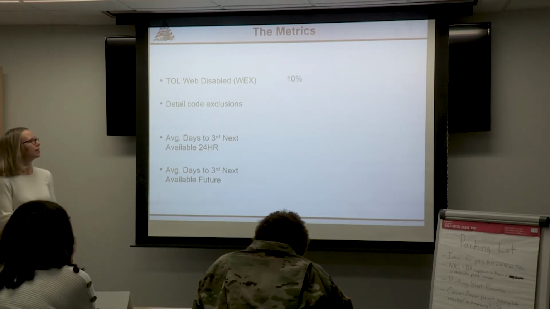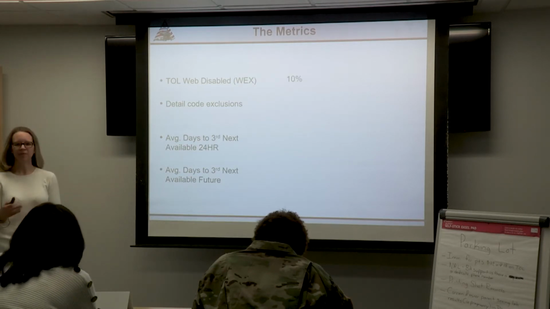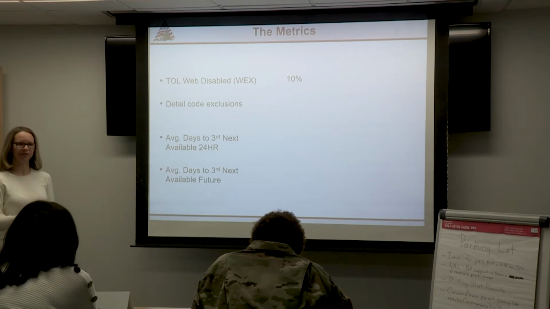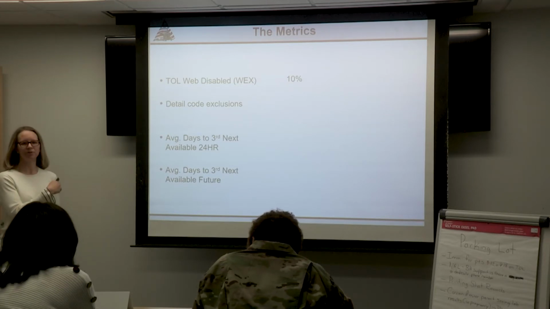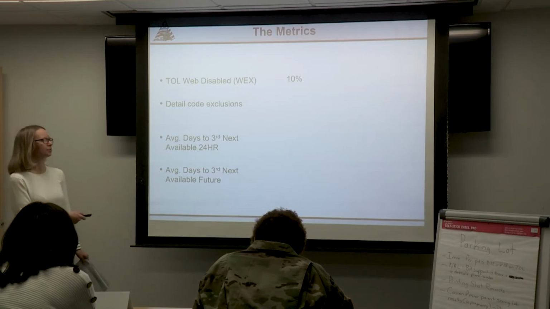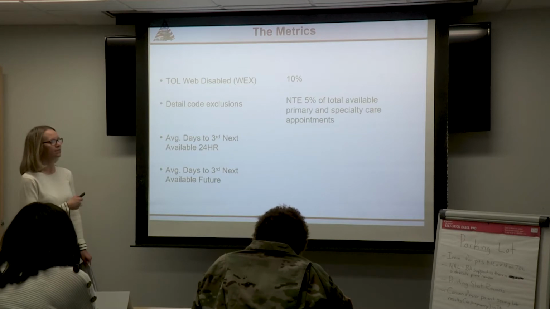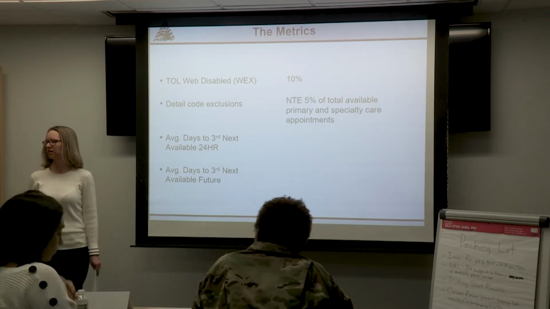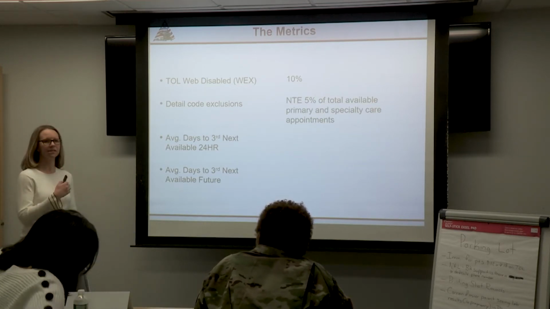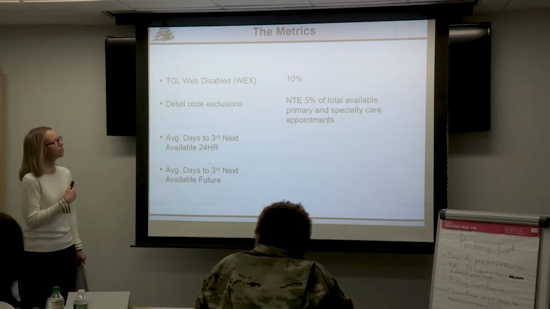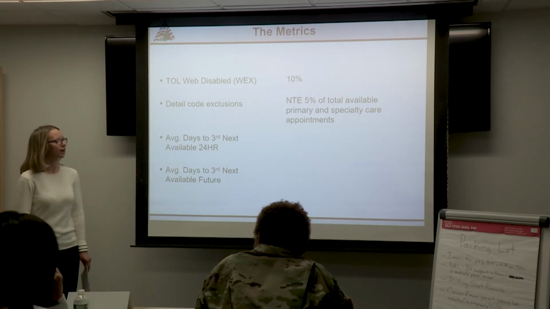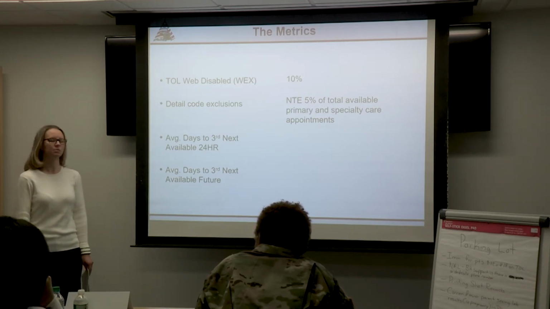TOL web disabled. So what this means, the other slide talked about we are supposed to have 90% of our primary care appointments available to book online. This is the other 10% that are not available. So we're only allowed to have 10% that are not available. Detail code exclusions, so we're not supposed to have detail codes on all our appointments. And we've really cleaned that up. So it's not to exceed 5% of total available primary and specialty care appointments.